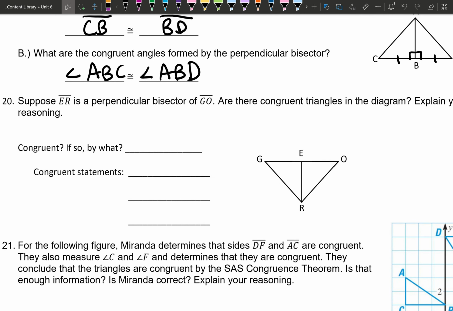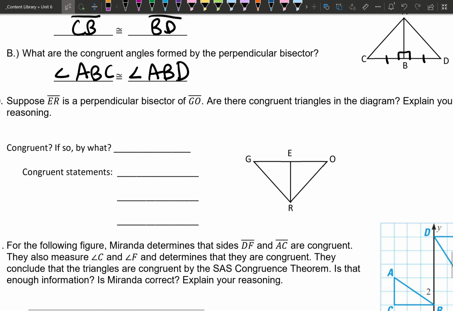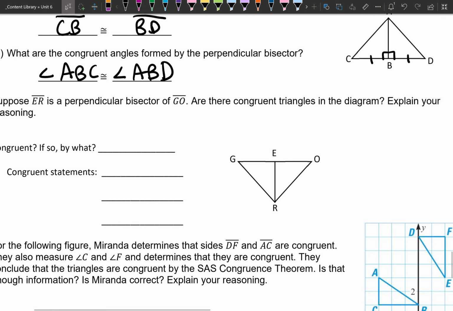Number 20. Suppose ER is a perpendicular bisector of GO. Are there congruent triangles in your diagram? Explain your reasoning. Oh, let's do that. So, first, let's label it. We get two congruent right angles and two congruent sides. Then, we could also mark ER right there as congruent to itself using the reflexive property. So, it looks like they're congruent by side, angle, side.